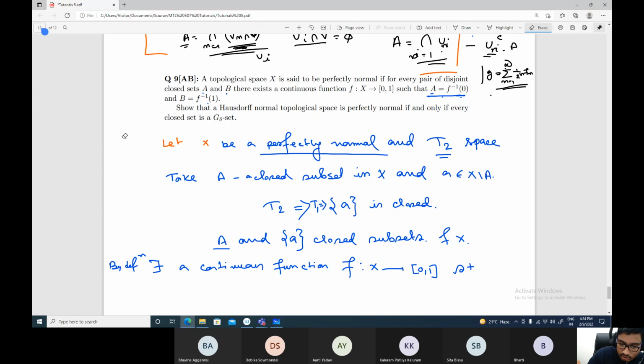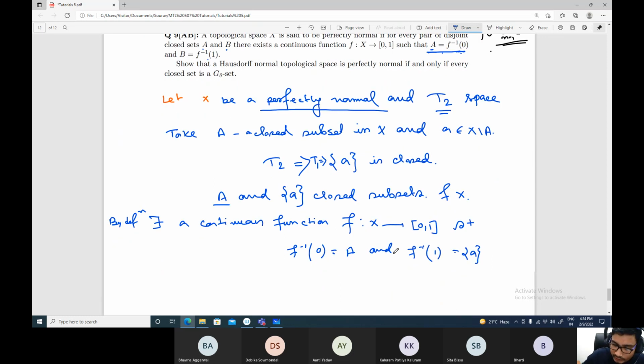So now we have a perfectly normal space, and by definition, for the two closed sets A and the singleton set, there is a function such that f inverse of 0 is A and f inverse of 1 is the singleton set. Therefore we are done, right? Because we needed this one. So this implies A is equal to f inverse of 0.